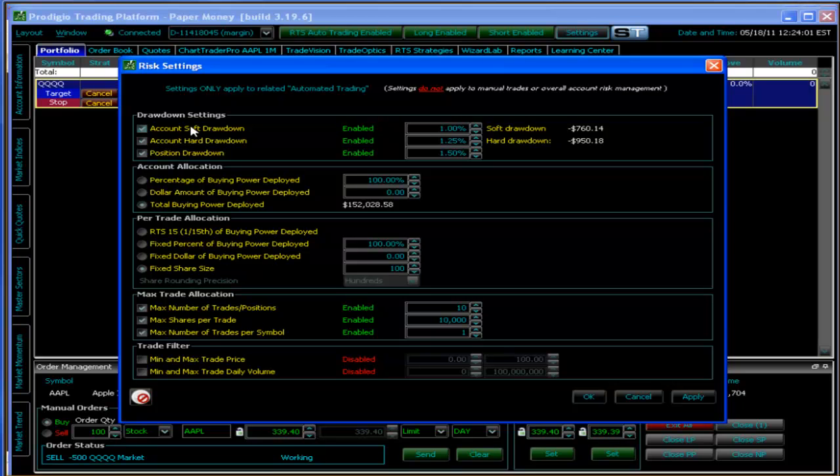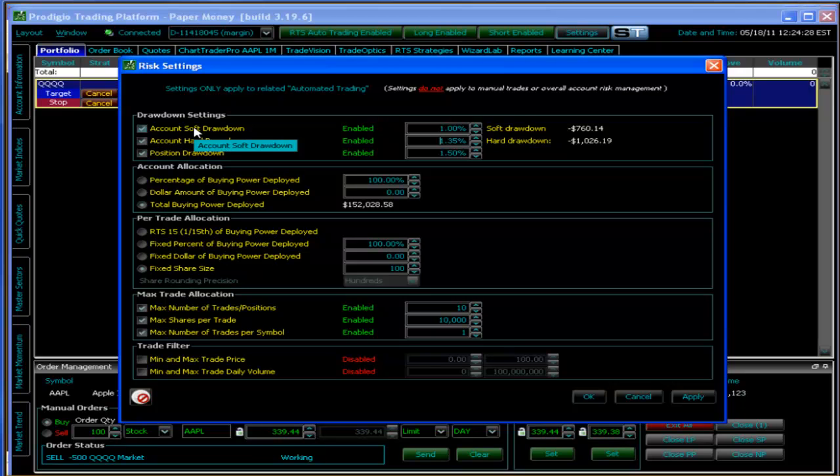And that's opposed to hard drawdown. A lot of people might be familiar with a hard drawdown. Hard drawdown says, if the strategy loses this amount of money, and it's based on a percentage amount of the buying power. So I can tweak this, right? 1.35% would be about $1,000. Hard drawdown is going to basically shut the system off, it's going to liquidate the positions, and it's going to disable RTS trading. So that's easier to understand.